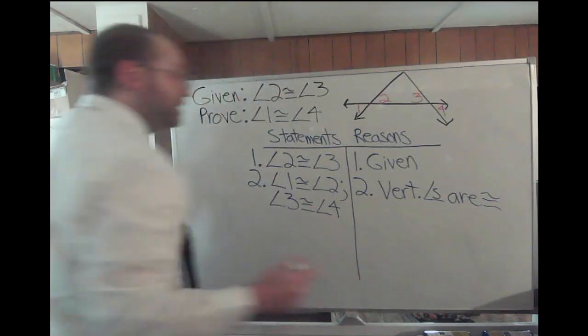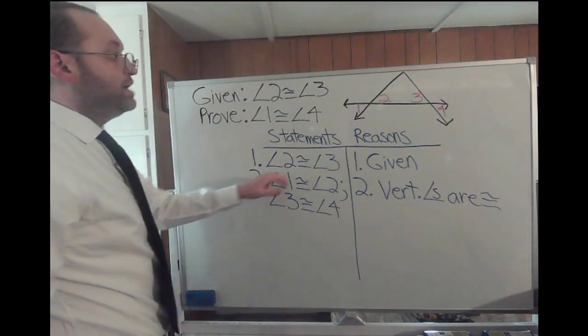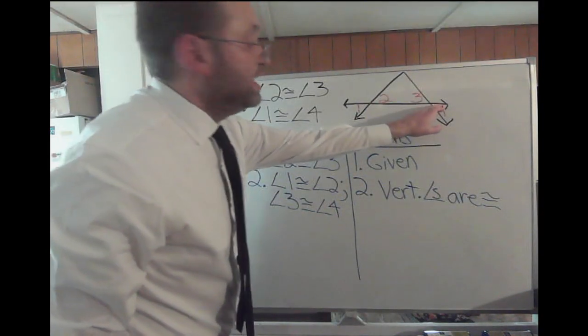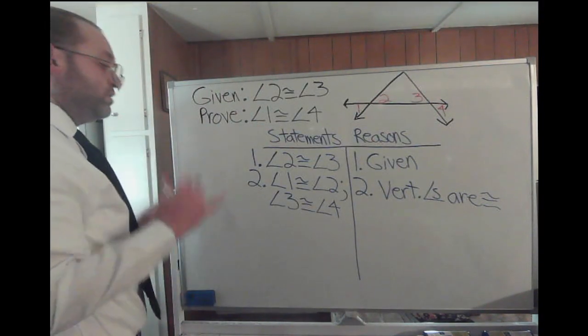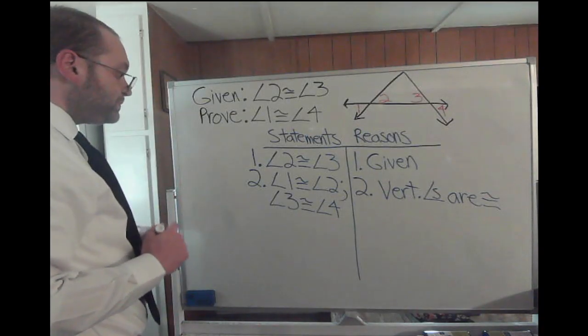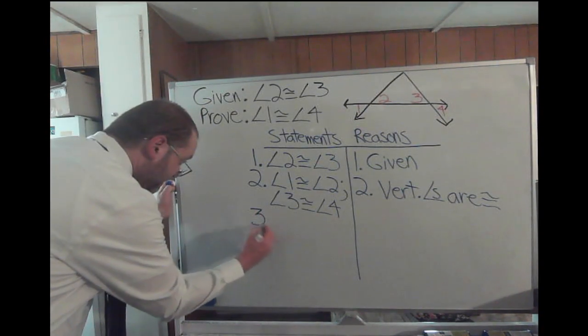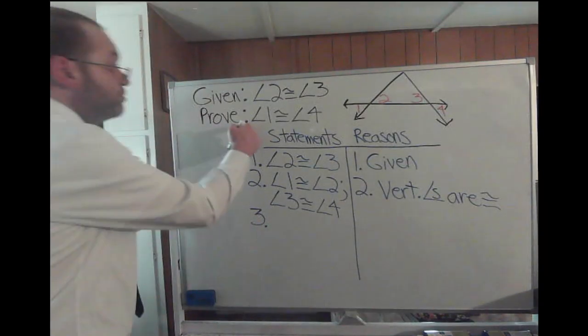So by vertical angles are congruent, we can say angle 1 is congruent to angle 2, and then angle 3 is congruent to angle 4. Those are vertical angles. Now, we can immediately jump right to our proof.